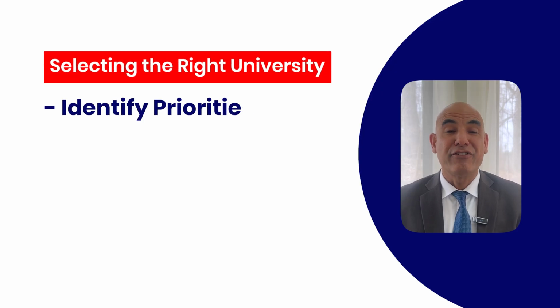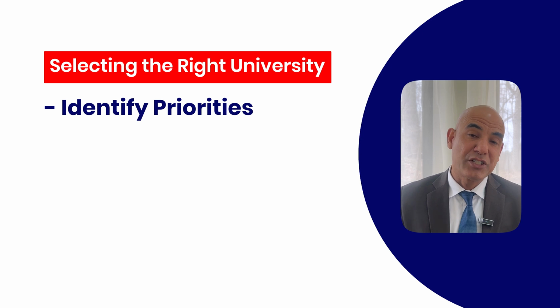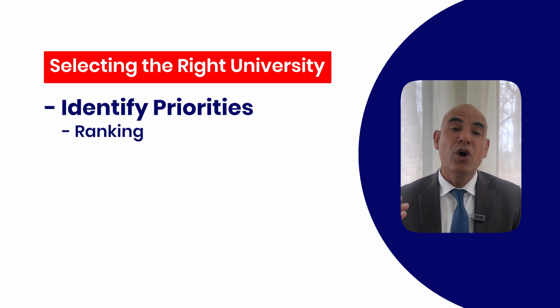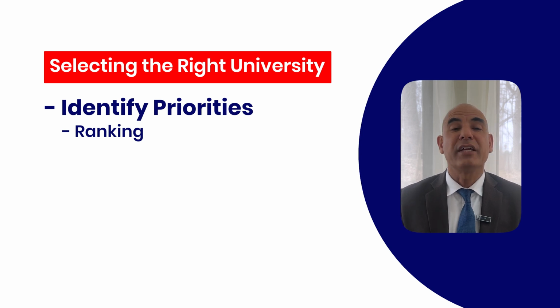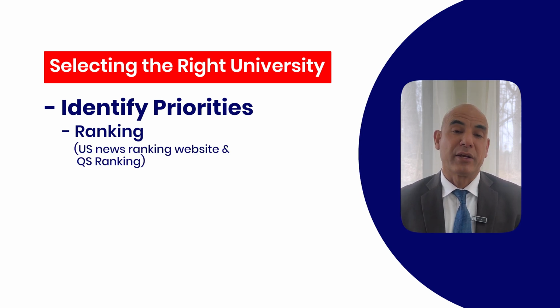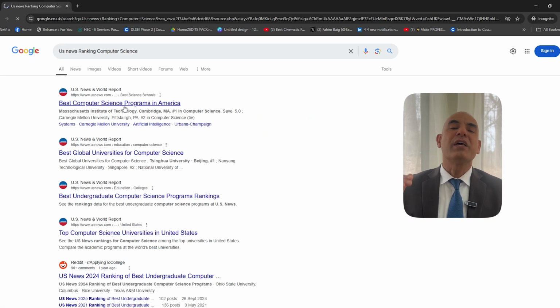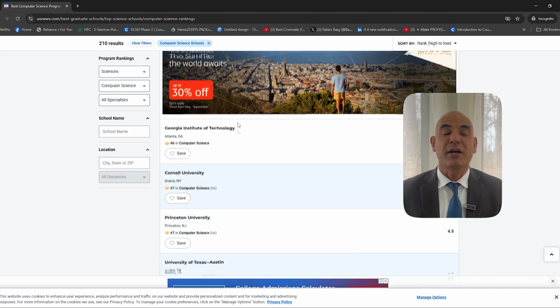Here you have to identify your priorities. You can select a university based on its ranking, either its world ranking or the US ranking. For the world ranking, you can use the QS University Ranking website, or you can use the US News Ranking website to look at the US ranking. Simply go to Google and type in US News Ranking. Let's say you're applying in computer science. So you would write in Google, US News Ranking, Computer Science. Click on the first link. That'll display all the universities which offer a computer science program.